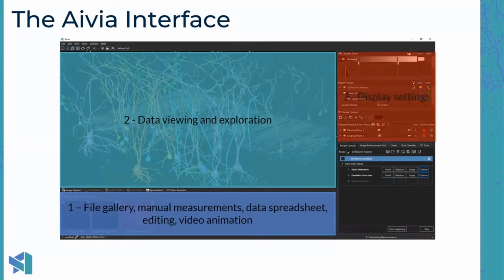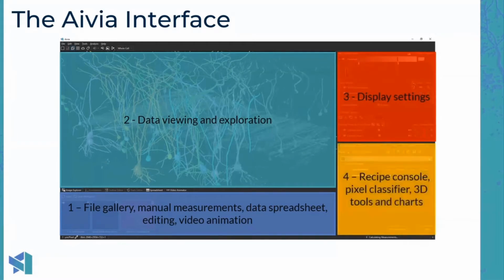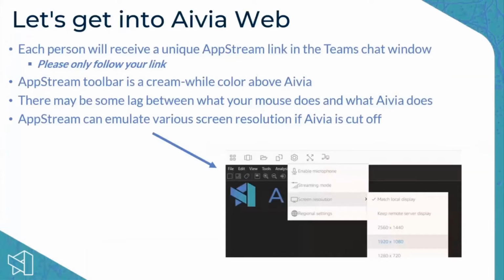And then the far right is a multi-purpose section. So there are display settings for the volume and the surface objects. And then at the bottom is where all the analysis is actually done. These are adjustable, so to some extent these can all be moved. And in fact, you can turn some of them on and off. But when you first start, this is what it looks like.